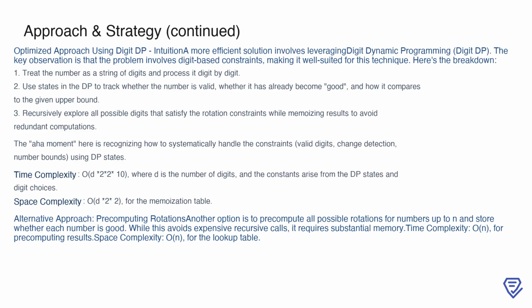Alternatively, some might consider pre-computing all possible rotations up to n and storing the results. This avoids recursion but comes at the cost of high memory usage, as we must maintain a lookup table for every number. While simpler, this trade-off in space efficiency makes it less appealing for very large n.